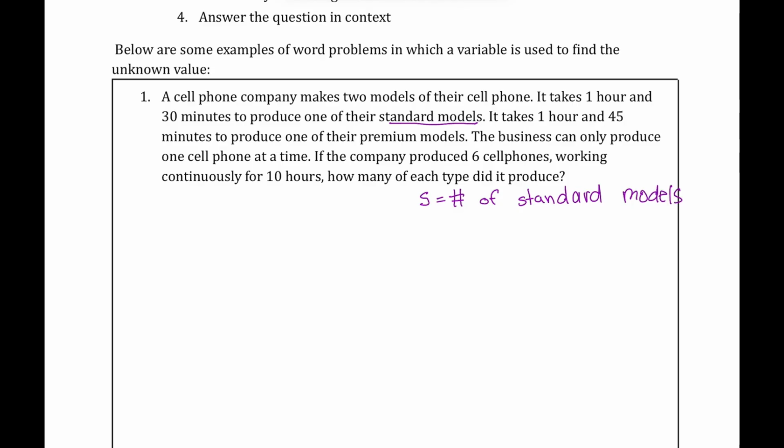And then the other type of phone that they made is the premium model. So P is going to be the number of premium models that they made.